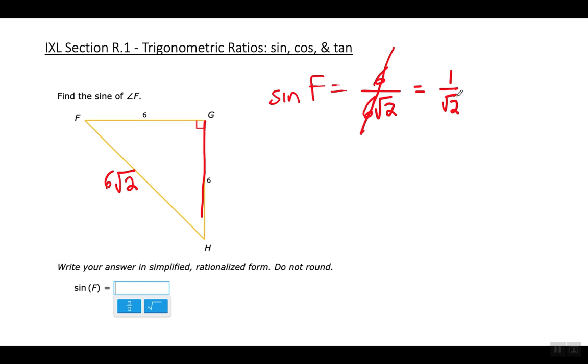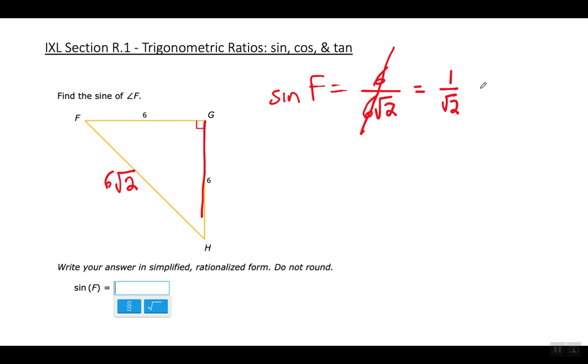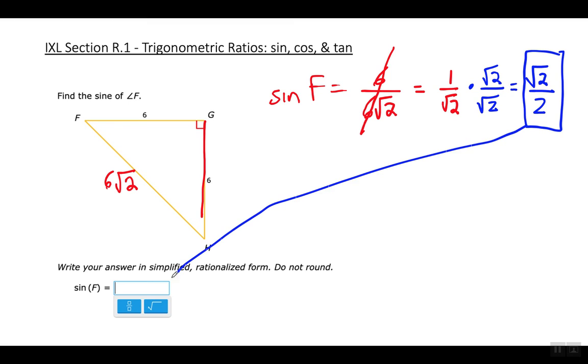However, remember I said you cannot have a radical sign in the denominator. If you put that as your answer, it's going to get marked wrong. You've got to simplify that correctly by getting rid of the radical sign in the denominator. So I'm going to multiply the top and the bottom by square root of 2. The bottom, square root of 2 times square root of 2, is 2. 1 times square root of 2 is square root of 2. That's my answer. That's my correctly simplified answer.